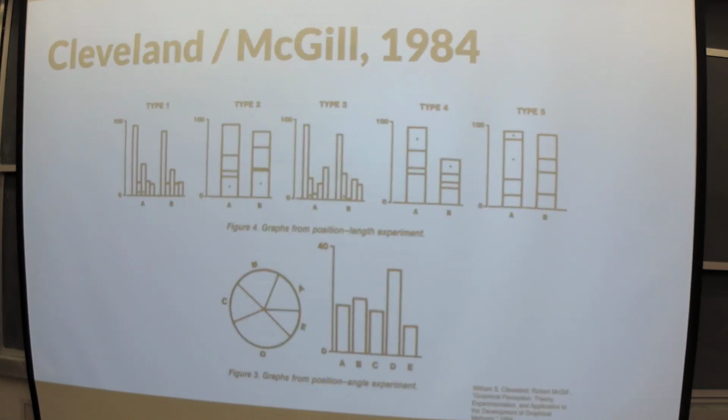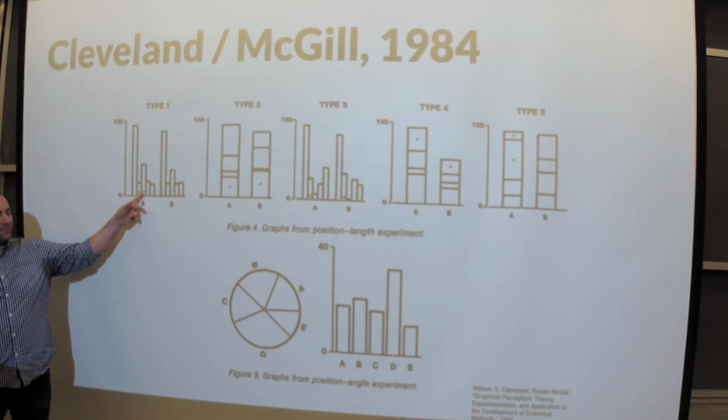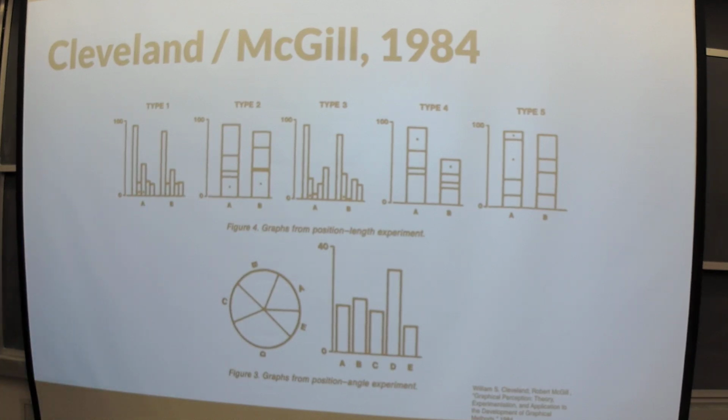Cleveland and McGill were a pair of researchers that did this seminal study in 1980, which is the foundation of much of perception research as it relates to visualization. They asked participants to make these ratio judgments or percentage difference judgments in these different conditions. Here we have a bar chart, and then we have two bars with a dot, and they asked the subjects, how much bigger is the larger one than the smaller one in percentages?